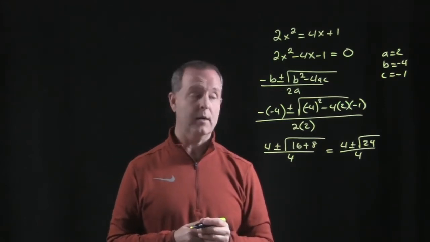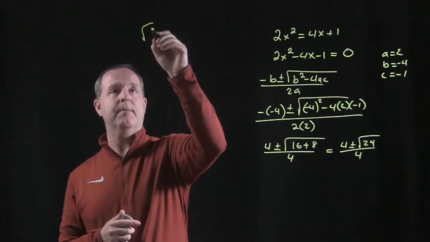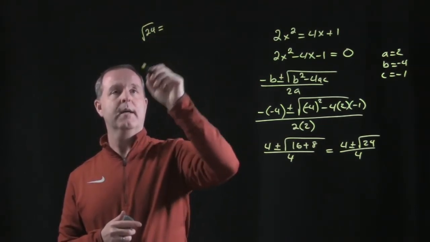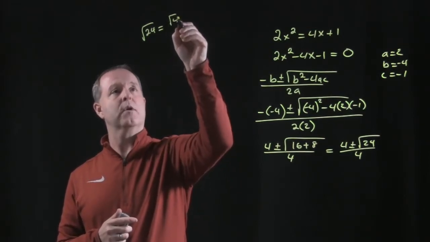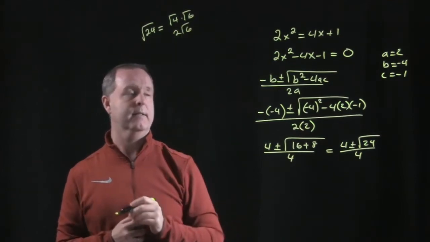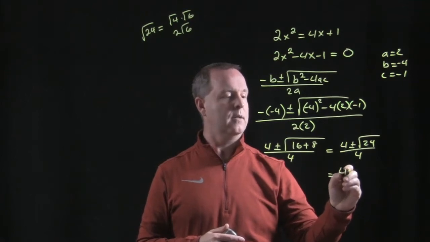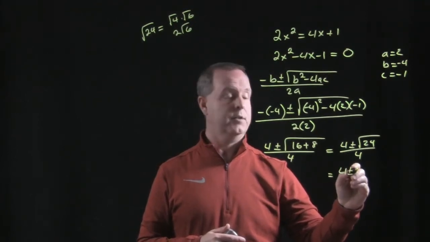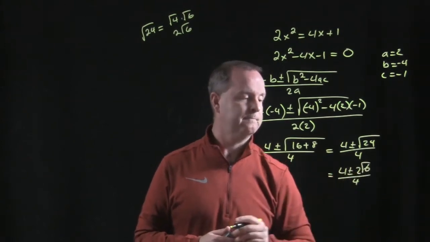Square root of 24, that looks like we can simplify that. So this, on my work paper, square root of 24, its perfect factors are 4 and 6. So this becomes the square root of 4 times the square root of 6, which becomes 2 times the square root of 6. So using that, then I have 4 plus or minus 2 root 6 over 4.